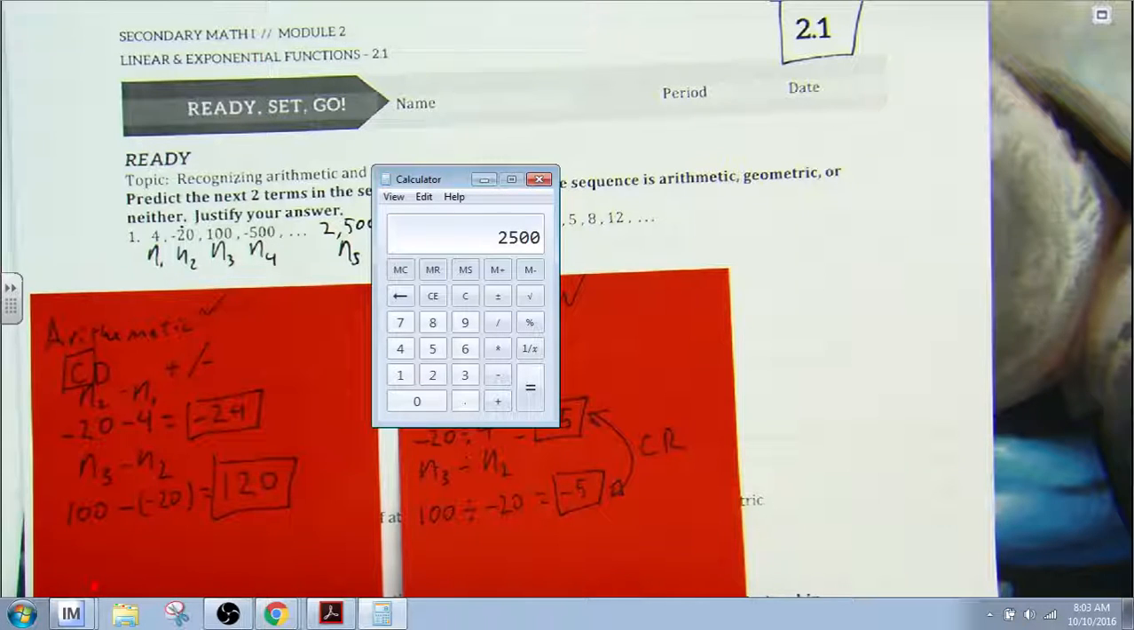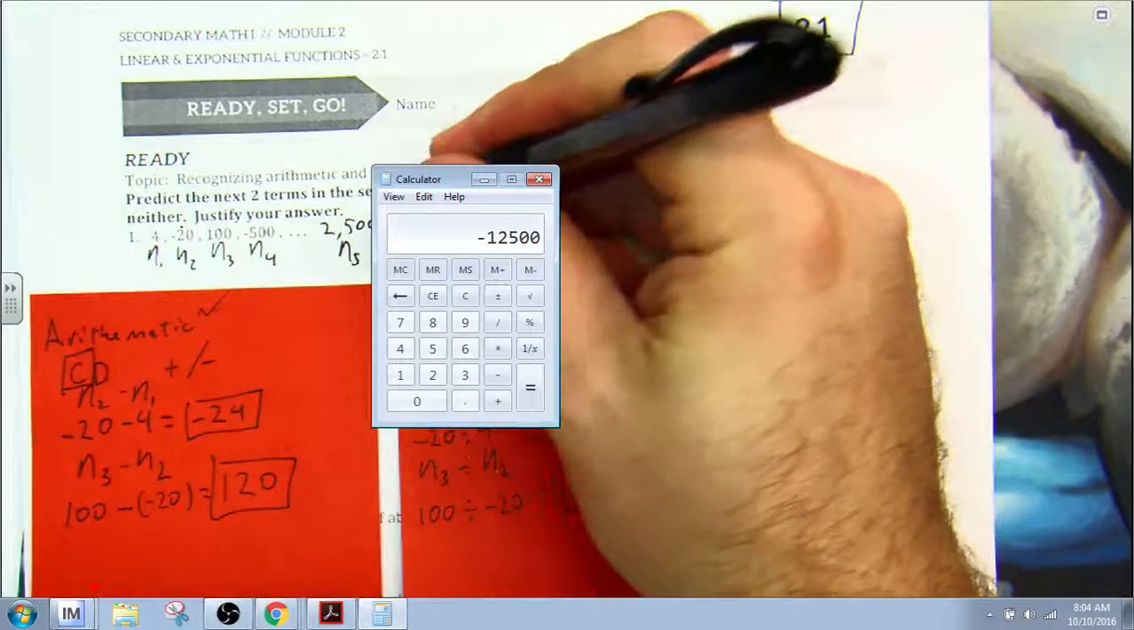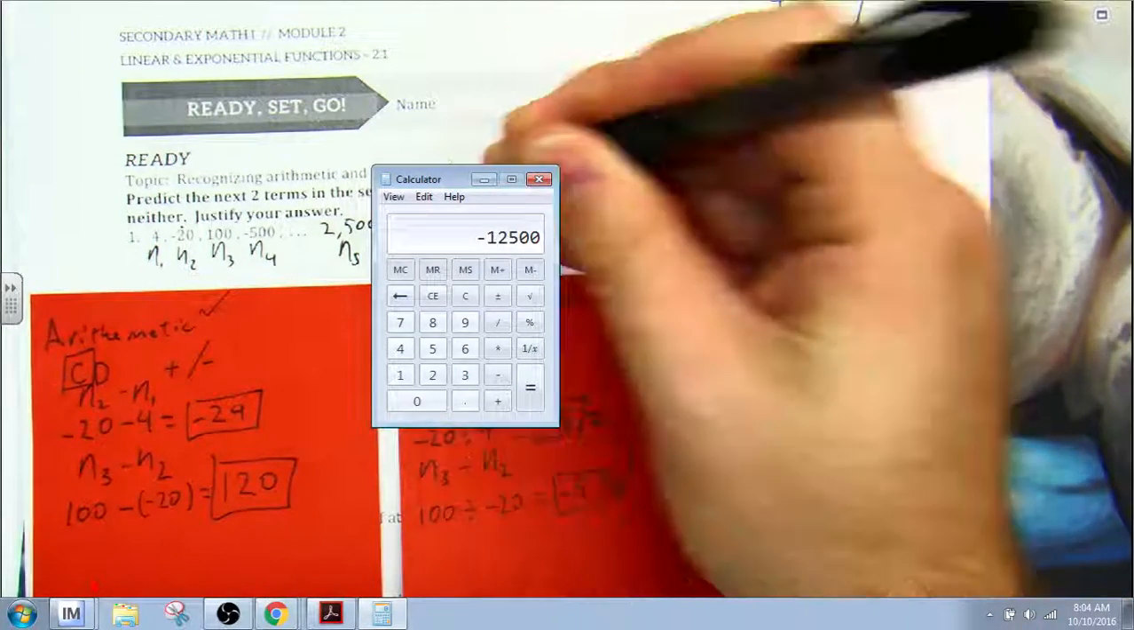2,500 times 5, but it's negative. So I'll just remember, where's that negative button? There you are. Boop. All right, hit enter. Wow, negative 12,500. Negative 12,500. And there we go.